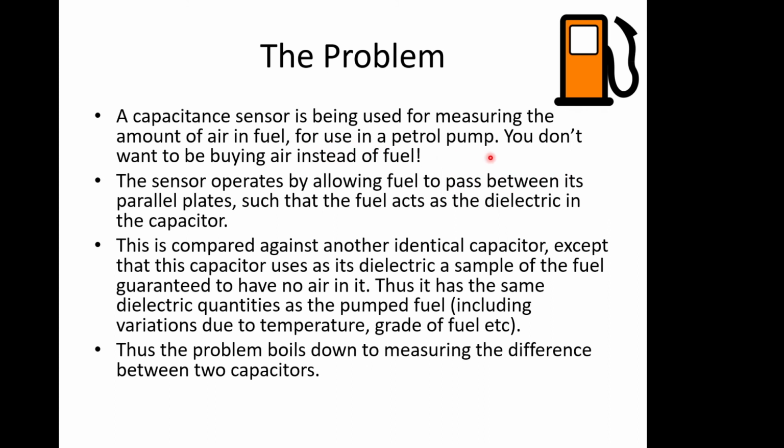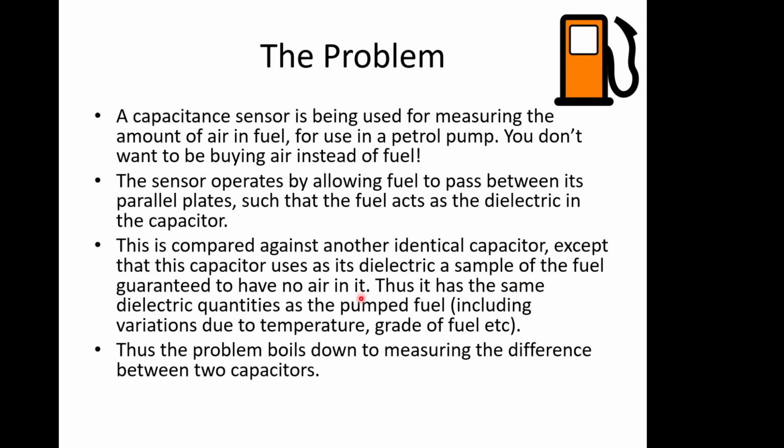We don't want to be buying air instead of fuel, so we need a sensor, and then the clue here is we're going to use a capacitance sensor. This sensor operates by allowing fuel to pass between its parallel plates. So if you imagine it's a parallel plate capacitor in the fuel pipe, and the fuel is whizzing through it. So the fuel acts as a dielectric in the capacitor, so that will give it a certain value of capacitance. This is compared against another identical capacitor, except that this capacitor uses as its dielectric a sample of the fuel guaranteed to have no air in it.